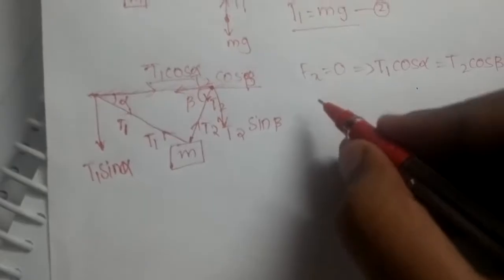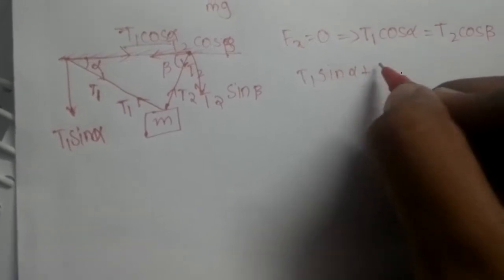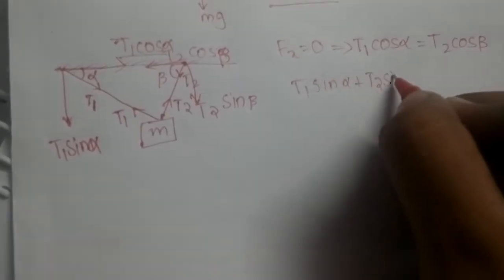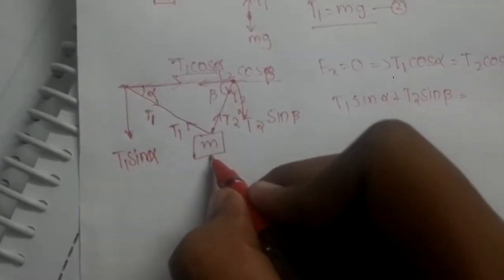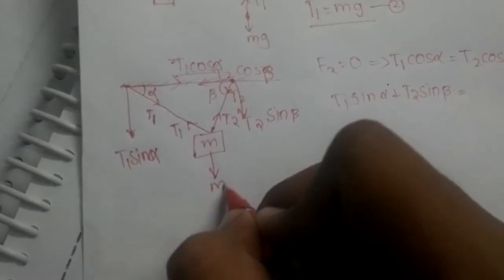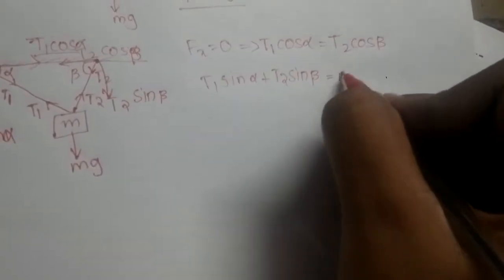And coming to the vertical forces, T1 sin alpha plus T2 sin beta is equal to the weight acting here, that is mg. Okay, that is equal to mg. Hence proved.